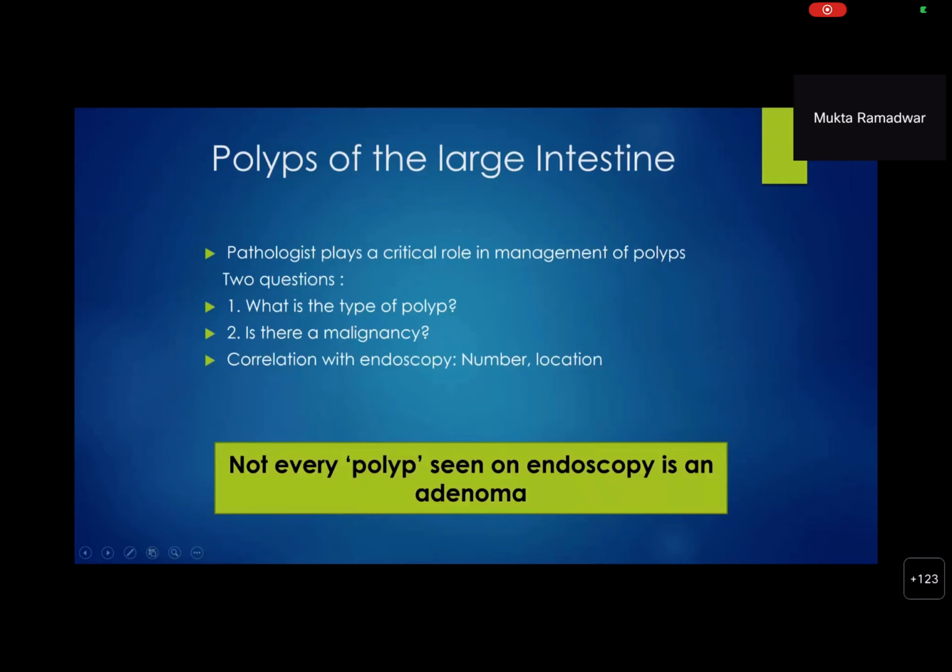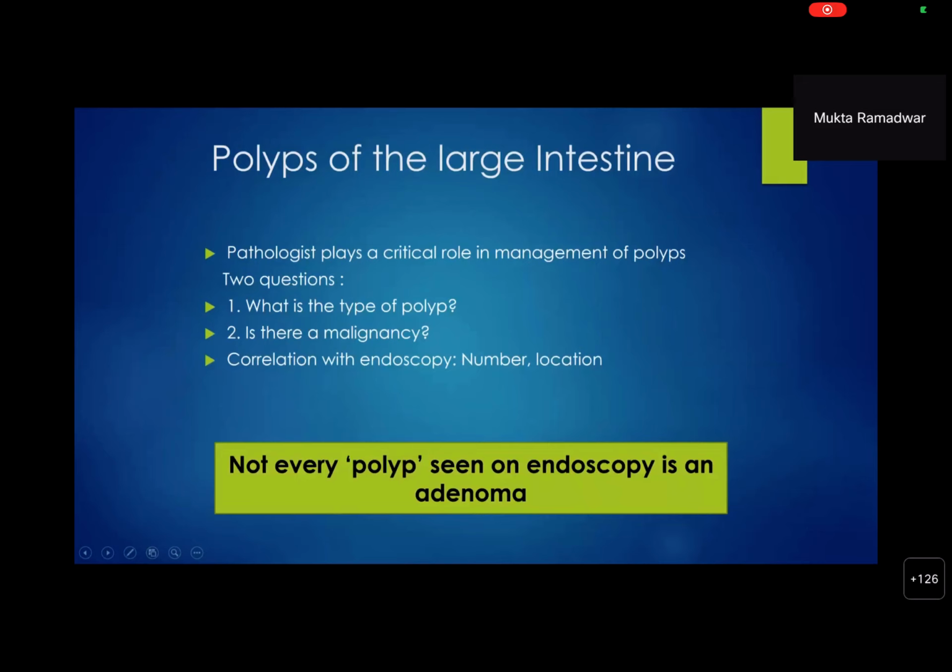So coming to the polyps of the large intestine, pathologists play a critical role in management of the polyps because they have to answer two questions. What is the type of a polyp? And the second question, is there a malignancy in this polyp? Okay, and we have to answer these questions in context of the endoscopic findings, in context of how many polyps are found on endoscopy, what is the location of a particular polyp.